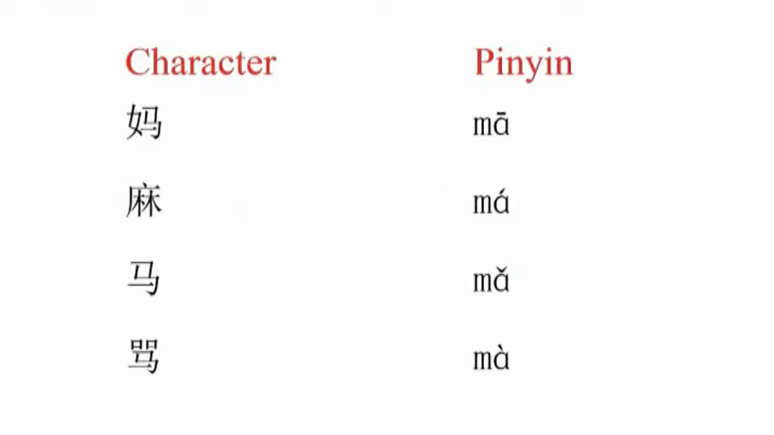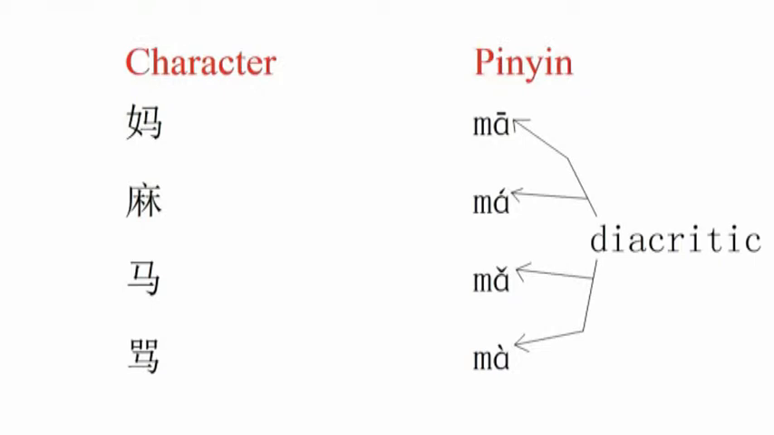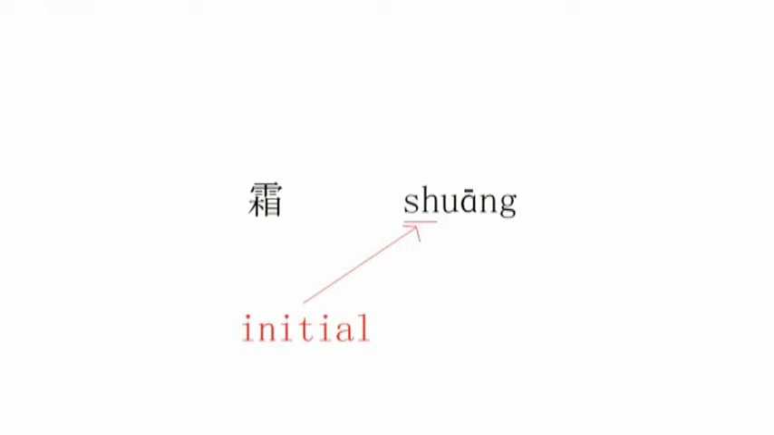Each of the syllables will also be spoken in one of 4 different tones, which is represented by a diacritic above one of the vowels in the syllable. The syllable may consist of an initial, which will be 1 or 2 consonants, and a final, which will be a collection of vowels and consonants.